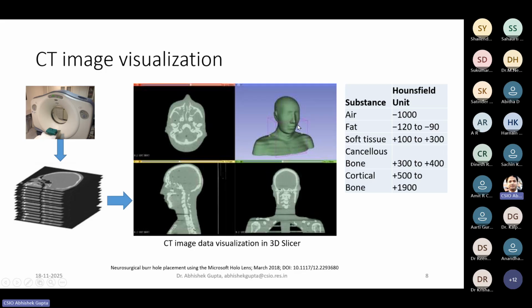Generally, in the CT image, Hounsfield values are there, where air content is defined around -1000. Body fat is around -120 to -90. Soft tissues are around 100 to 300. Bones are hard tissues, so 300 to 400. You can see this white portion; this is the bony portion, and it is a hard portion, so the image intensity is higher. Cortical bone is the highest quality of bone, so the intensity is from 500 to 1900. The higher the number, the more it indicates a hard portion, a very strong portion.